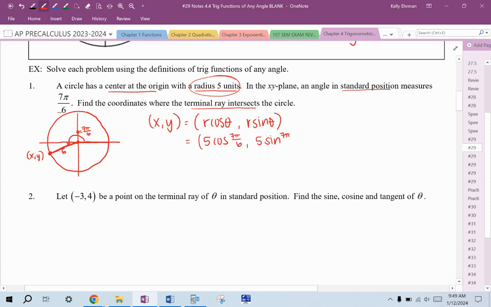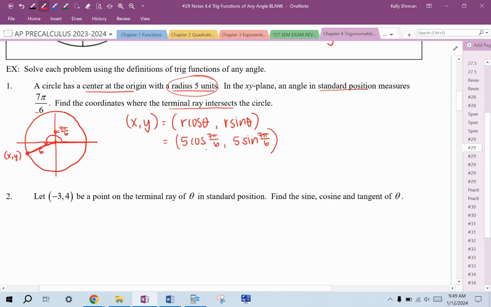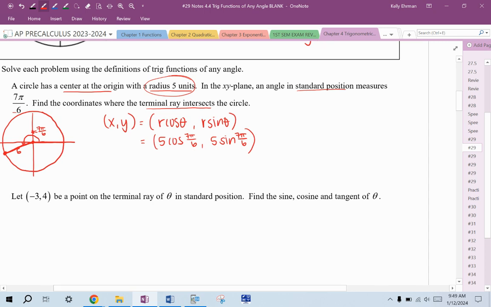7 pi over 6. This is why the unit circle is important. We had problems like this probably on last night's homework. How do we figure out cosine of 7 pi over 6 and sine of 7 pi over 6? Now, you don't need to draw the entire unit circle, but you do need a little piece of it. 7 pi over 6, let's just memorize what the coordinate is at pi over 6.